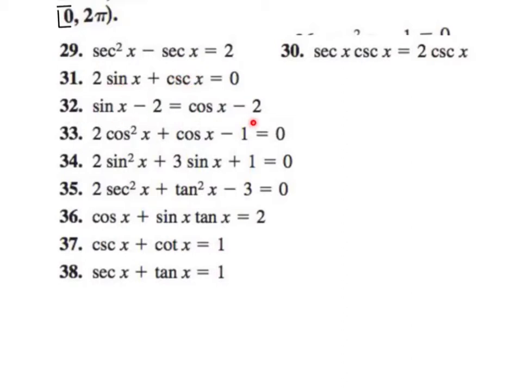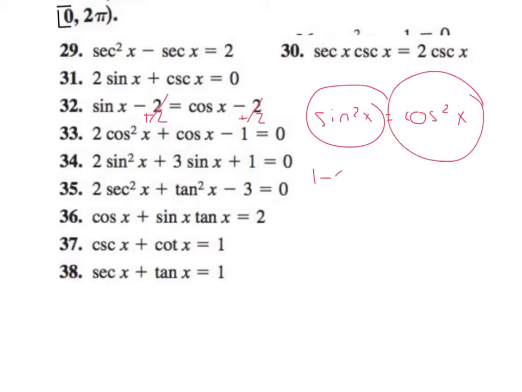Number 32, I would actually get rid of that 2, because if you add 2 to both sides, you get rid of them. And then if you square both sides, let's go ahead and do that. I'm going to get sine squared x equals cosine squared x. And now I can use a Pythagorean identity wherever I want to. I can either substitute this one, or I could substitute this one. For the sake of the example, I'm going to write this, and then bring everything to one side.